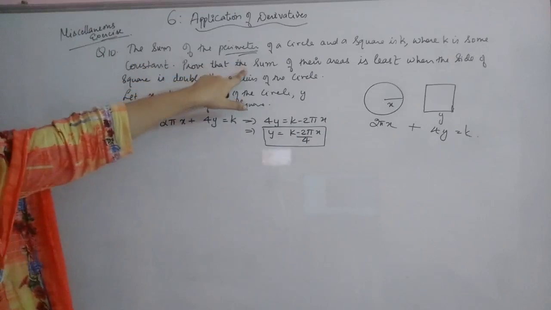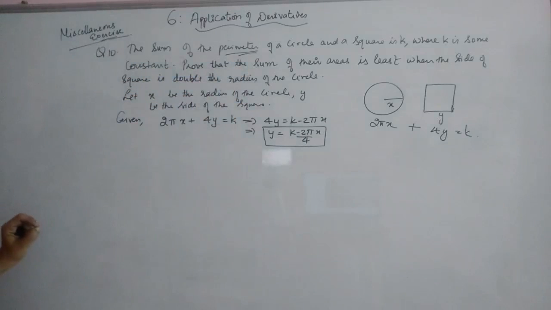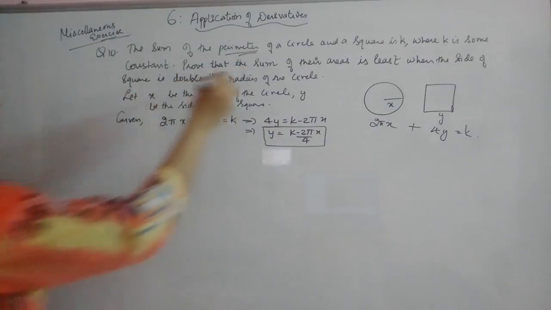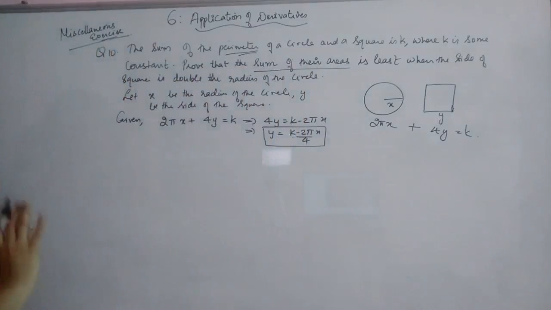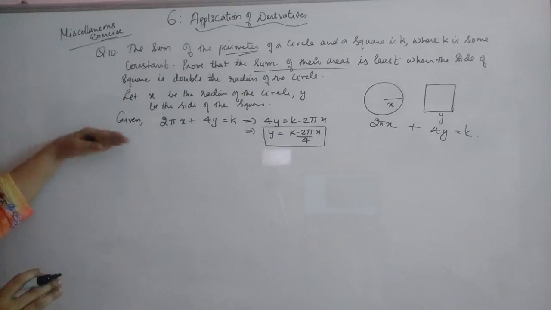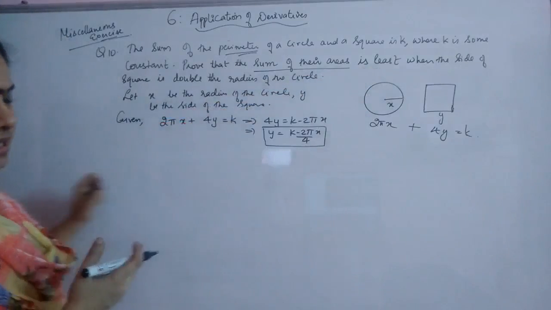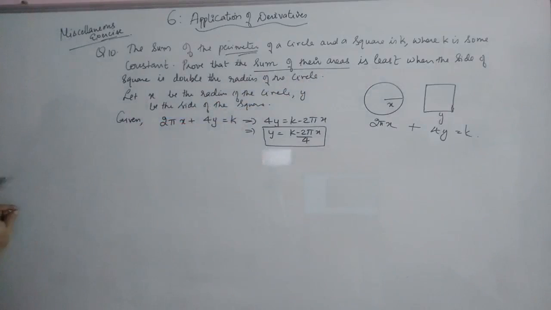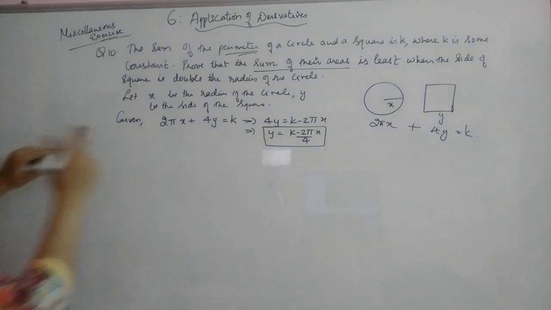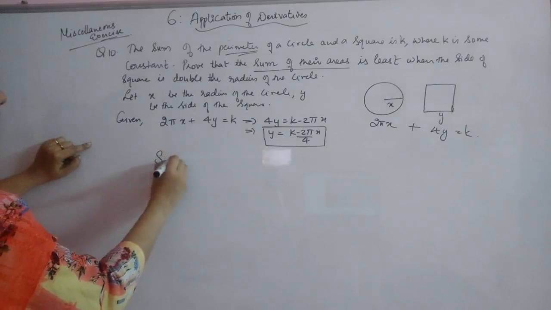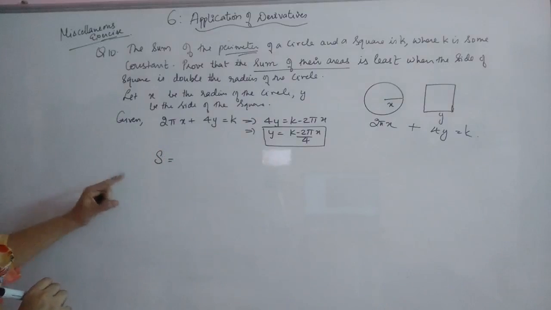Prove that the sum of their areas is least. So we have to start with the sum of their areas. That will be the function which you have to differentiate twice and show that it is least. So the second derivative should be greater than 0 in order to show that it is the minimum area which you are getting from the sum. So what will be the sum? Let it be either S or you can consider A.